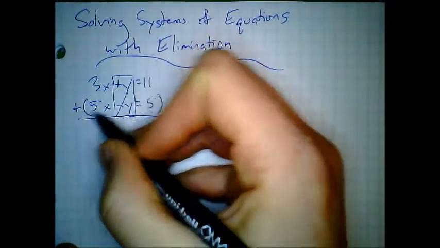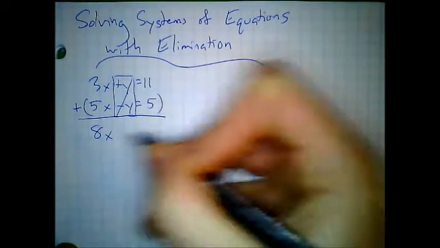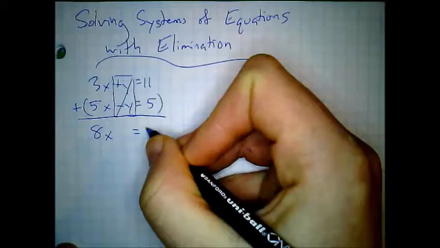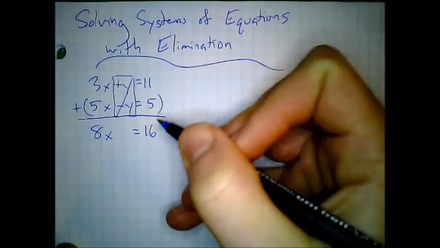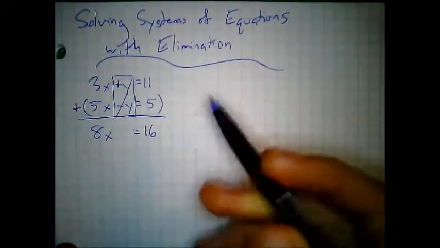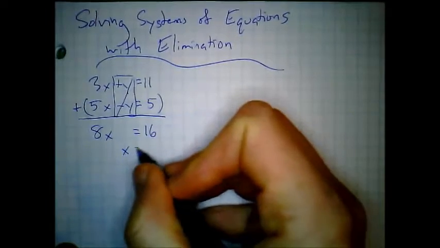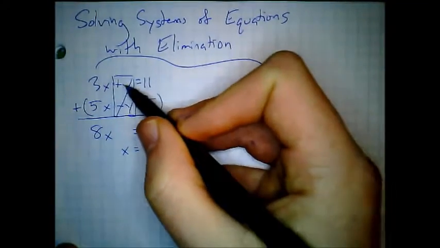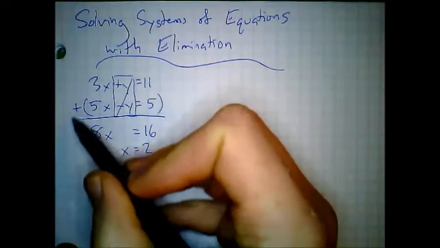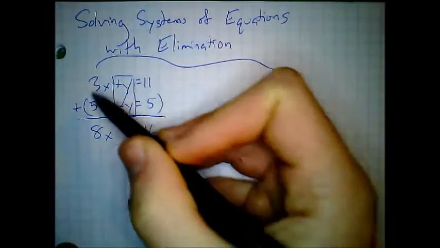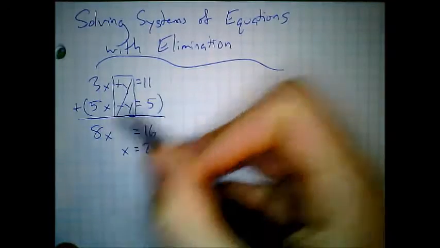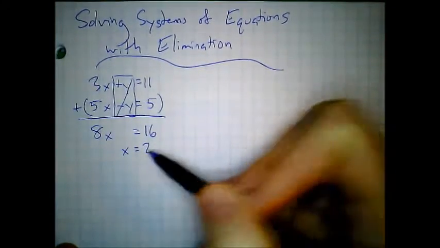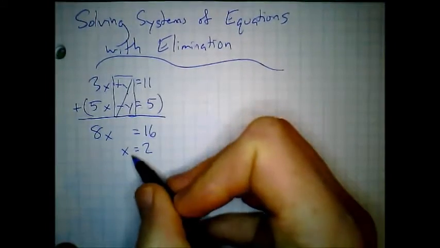So 3x plus 5x equals 8x. 11 plus 5 equals 16. And now I have a very simple equation. 8x equals 16, divided by 8, and I get x equals 2. Okay, so that was very easy. I just noticed I have a positive y and a negative y, so they're going to cancel out by adding these two equations. So I add everything. 3x plus 5x is 8x. 11 plus 5 was 16. So 8x equals 16 means x equals 2. That's great. So our x is 2.